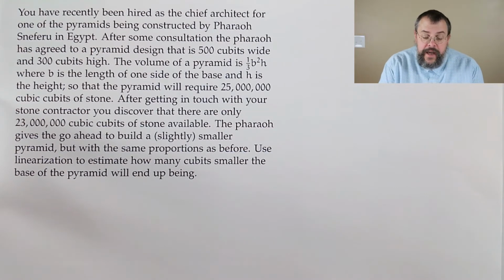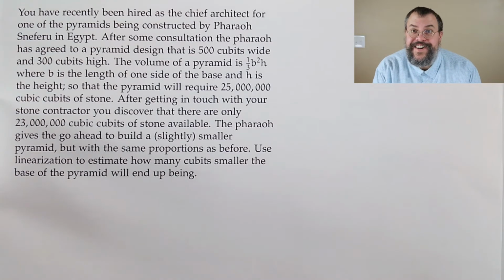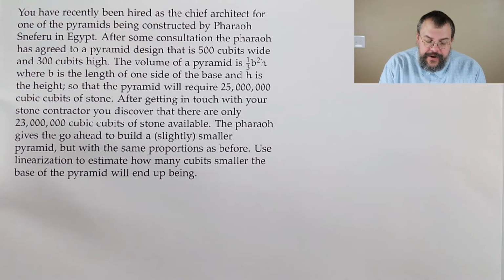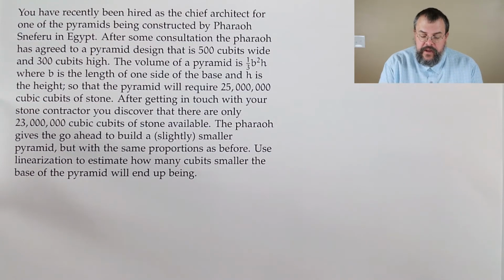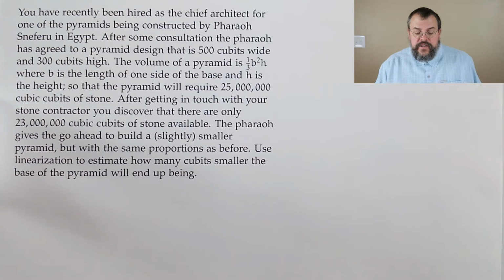Now, after getting in touch with your stone contractor, after all, we all have our favorite stone contractor, you discover that there are only 23 million cubic cubits of stone available. The Pharaoh gives the go-ahead to build a slightly smaller pyramid, but with the same proportions as before. Use linearization to estimate how many cubits smaller the base of the pyramid will end up being.